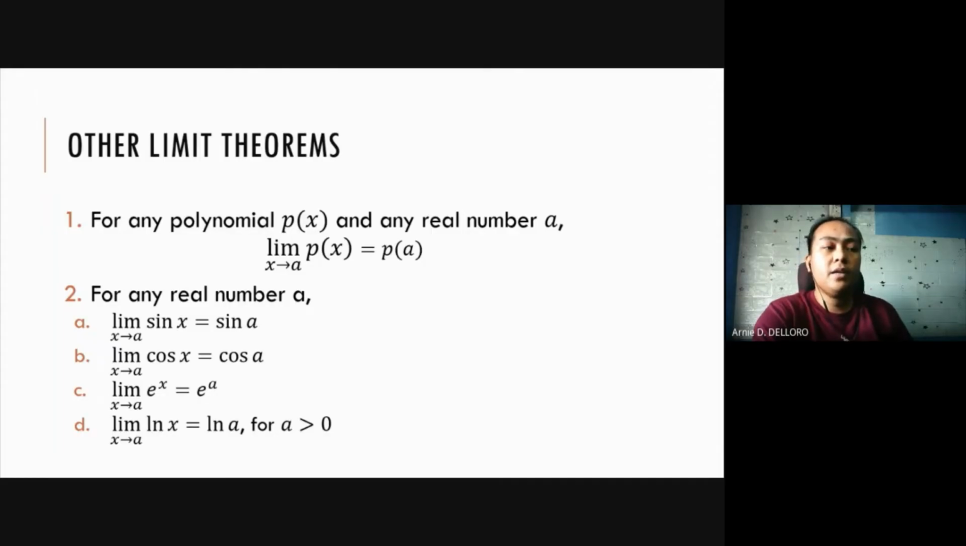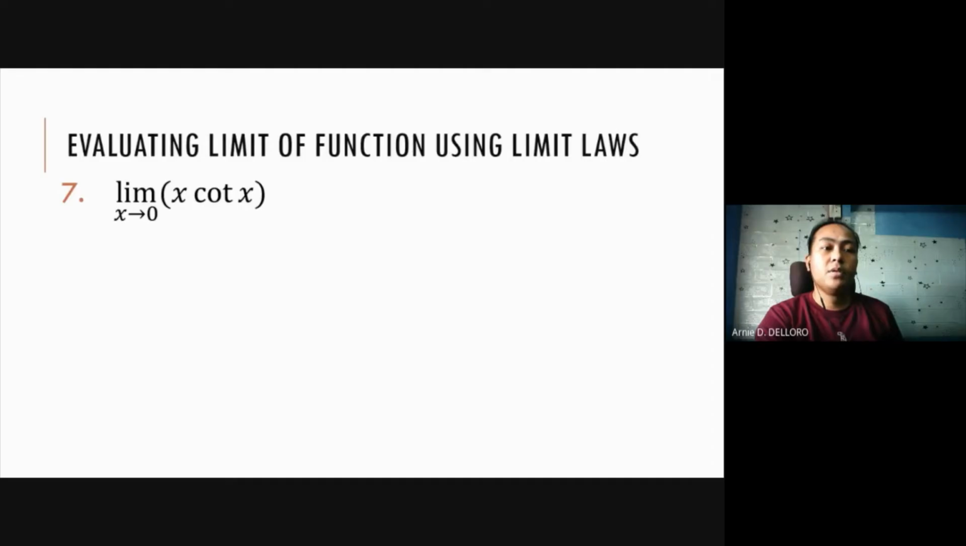Okay? Second, for any real number a, the limit of sine x as x approaches a is equal to sine a. Second, or b, the limit of cosine x as x approaches a is equal to cosine a. Then the limit of e raised to x as x approaches a is equal to e raised to a. Then the limit of ln of x as x approaches a is equal to ln of a for a greater than 0. So, dapat greater than 0 yung value. Okay? Kasi kung less than 0 yan, you cannot substitute kasi magma-math error po yan. Okay? Sige, let's have some examples.